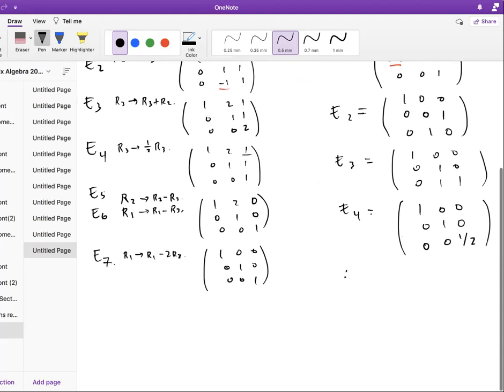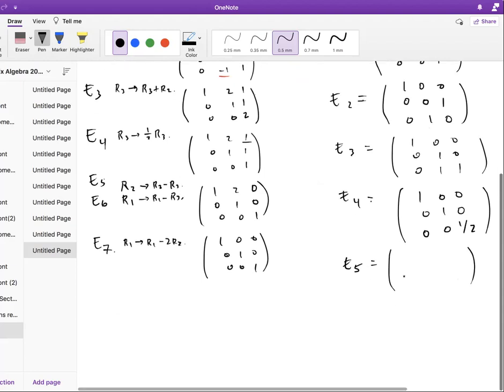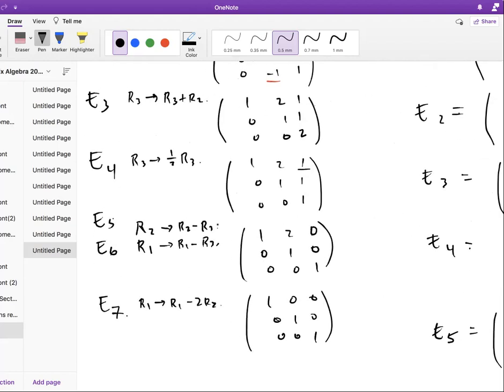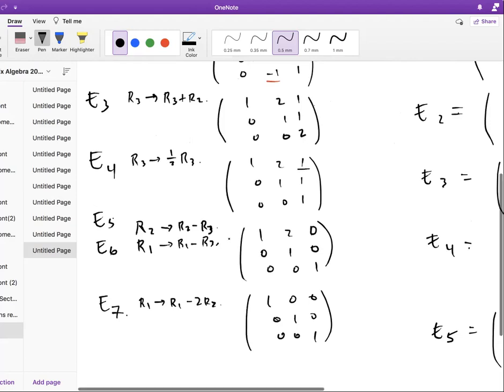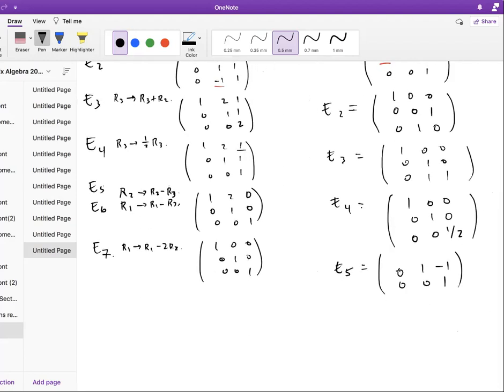So E5. So this was row 2 to row 2 minus row 3. So yeah, what's in the second row for E5? 0, 1, -1 in the second row. So there's a minus row 3 there. And then the first row is 1, 0, 0.